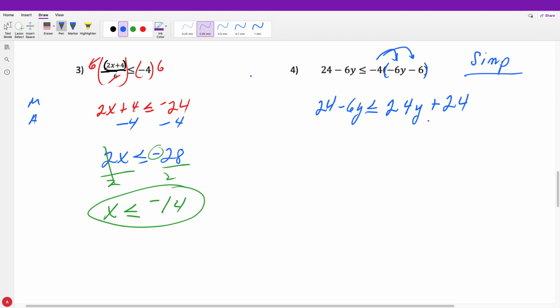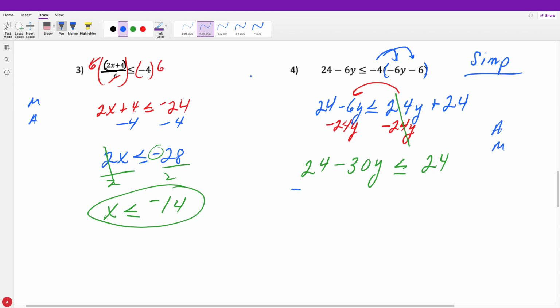All right, so now from here, we're going to go ahead and move our variables to one side. I like to always move my variables, especially with inequalities, to my left. So I'm going to subtract 24y from both sides, and it's the same rules as before. They cancel each other out to 0. So now I have 24 minus 30y is less than or equal to 24. All right, now this is an addition, so I have an addition and multiplications being done. So I'll subtract 24 from both sides. Well, 24 minus 24 is 0.